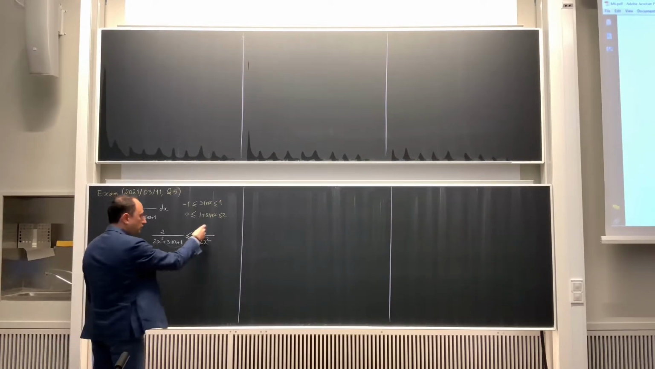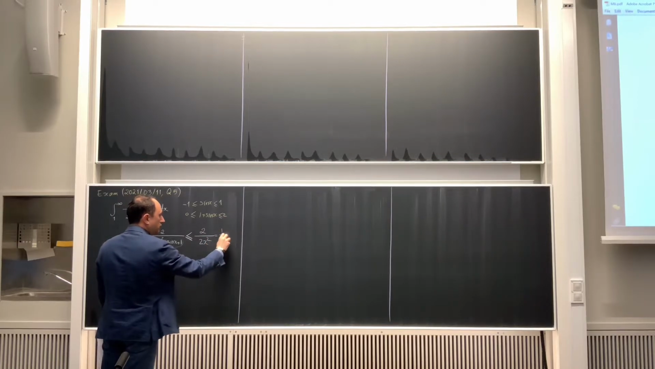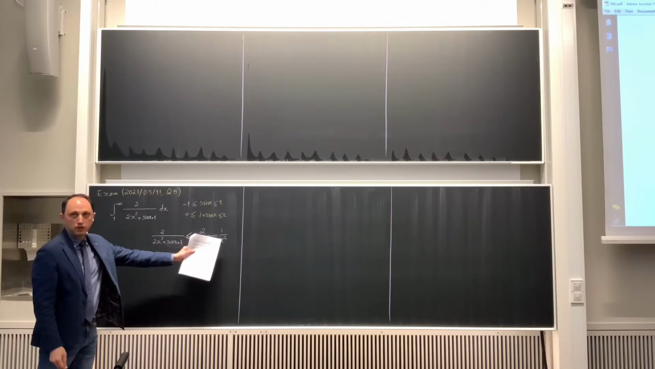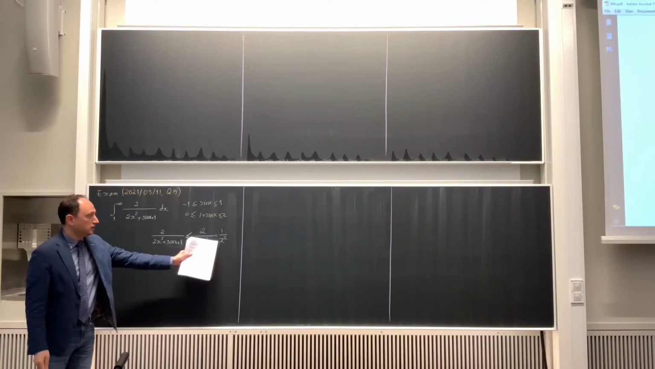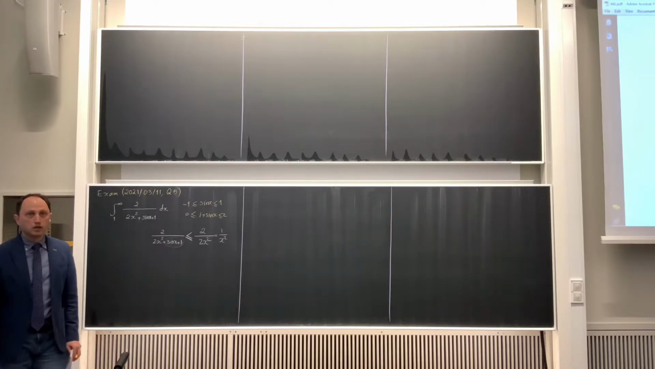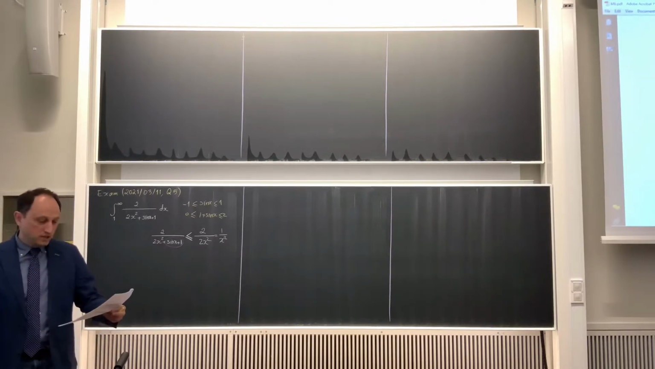Yes? And then the 2 and 2 cancel. So it's 1 over x squared. That is the famous p integral, where p is 2, larger than 1. So this means that this integral converges. It implies that this integral also converges. So that is the easy part of the question.